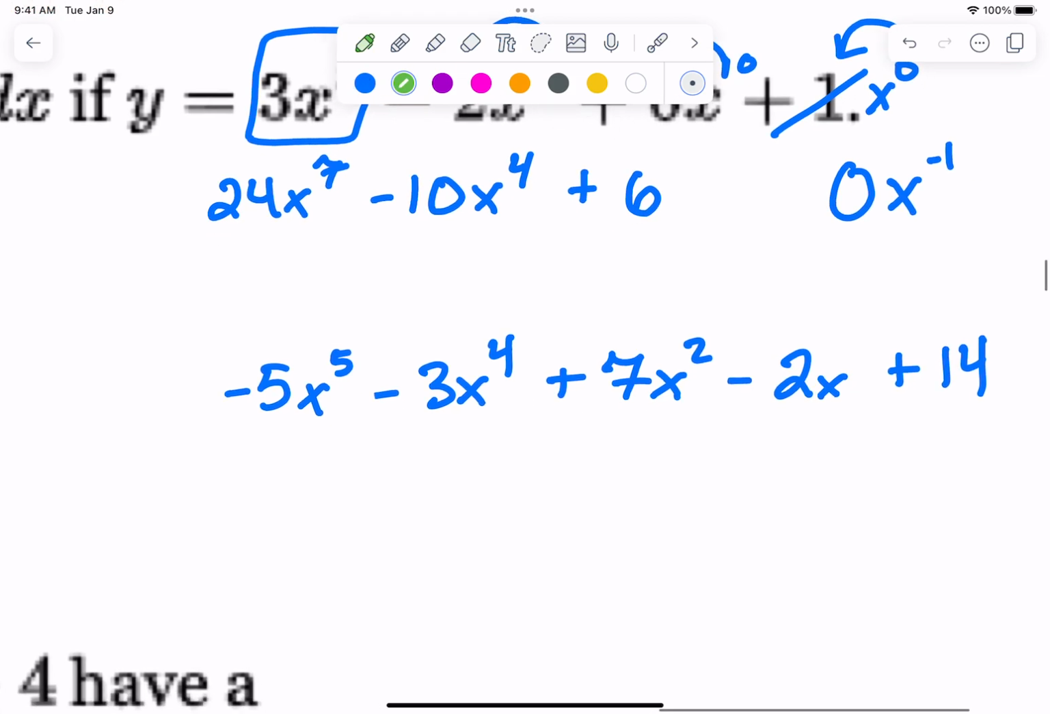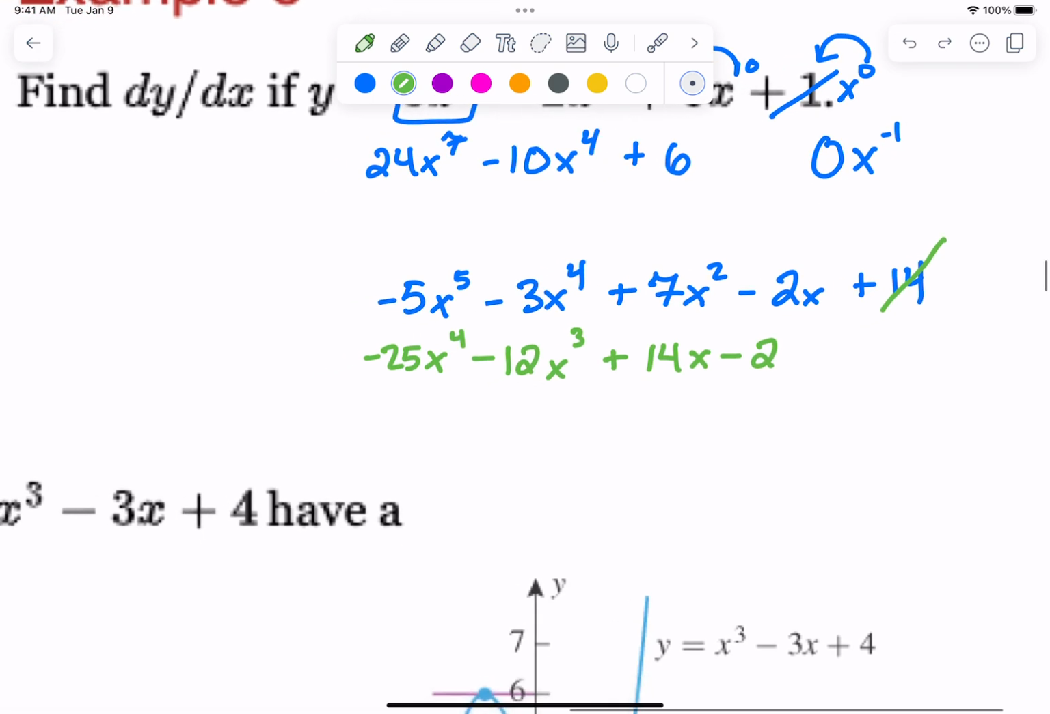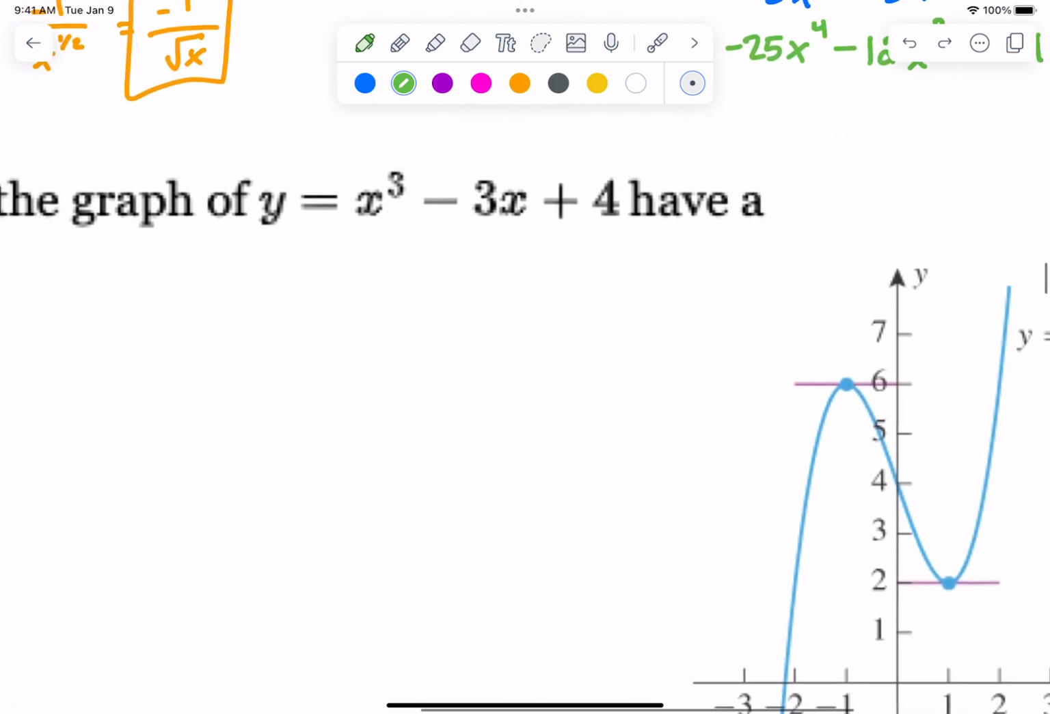Okay, did you get this answer? The 5 comes down in front. Negative 25x to the 4th minus 12x to the 3rd plus 14x minus 2. And then what happens to 14? He's 0. So this is like plus 0 on the end, but you don't have to have the 0, right? That's his derivative. Got it? Okay, here we go.